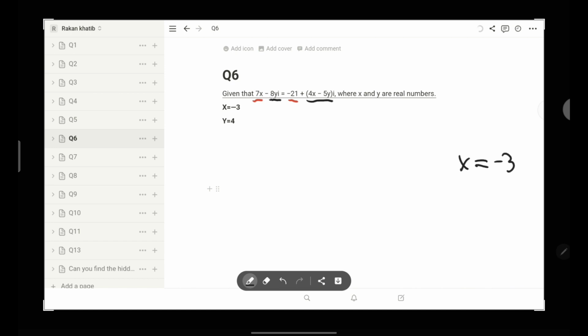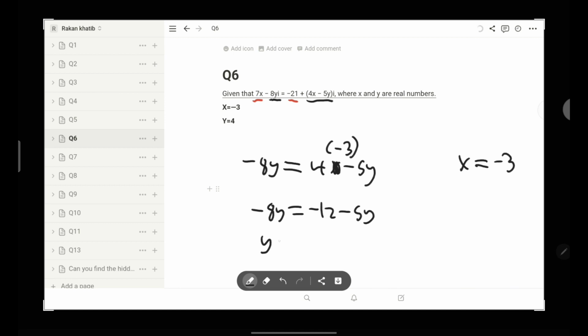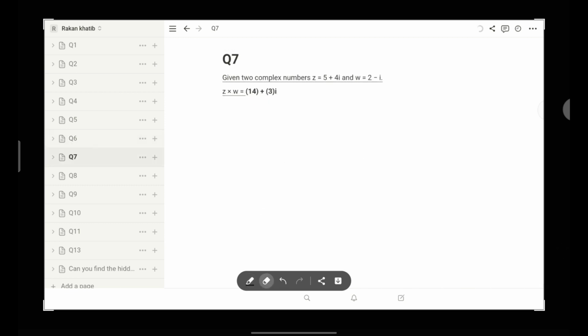And now we move on to the imaginary numbers. So we have negative 8y. You don't write the i because it's not like a letter. It is equal to 4x minus 5y. Now we know that x is negative 3, so we just substitute it here. So we get negative 8y equals negative 12 minus 5y. And you just write it in your calculator, you get y equals 4. That's it, simple.